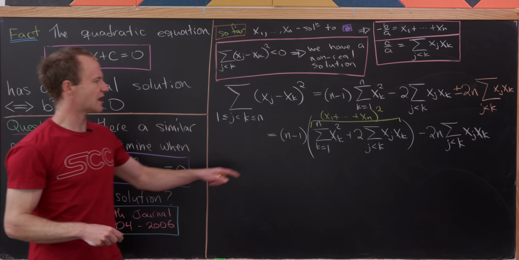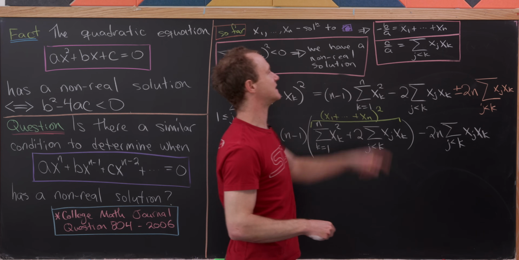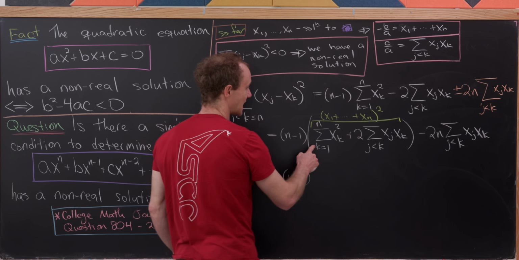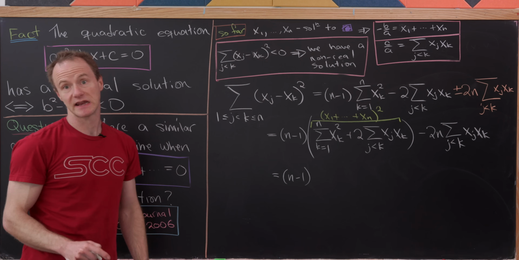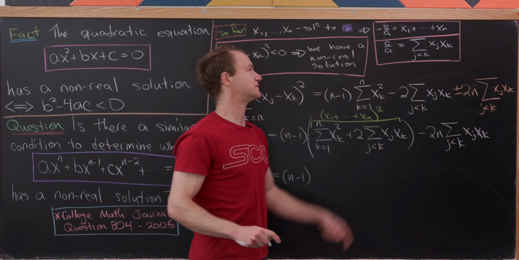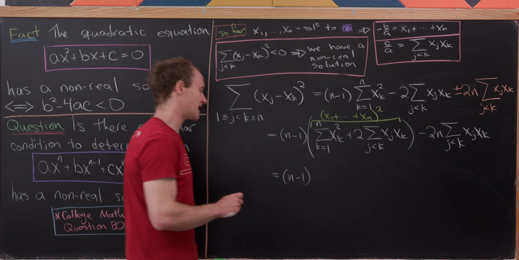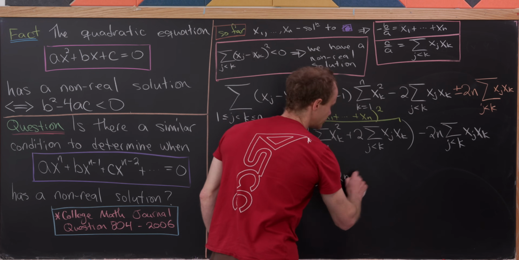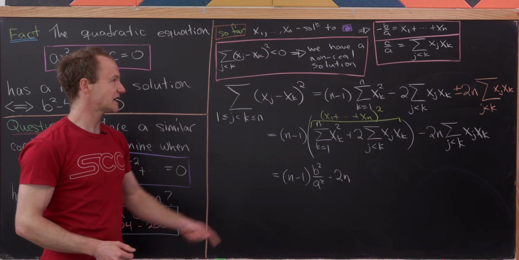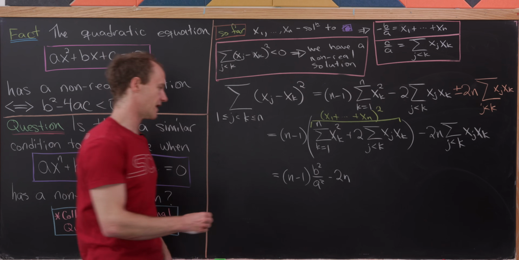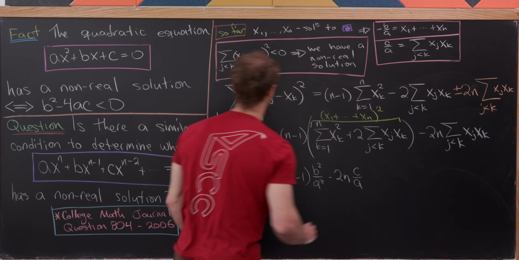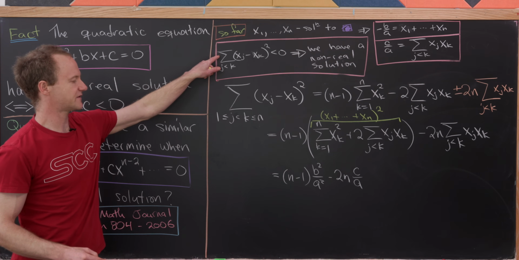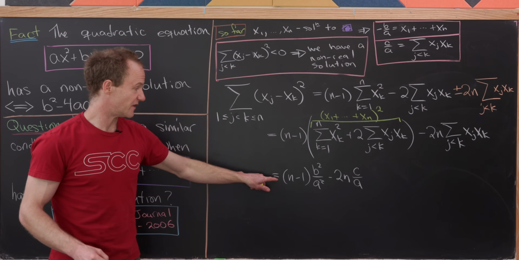But now let's observe that we have things that look like exactly these parts up here. So observe that now we have n minus 1 times, well, that x1 added to xn squared is in fact minus b over a squared. But that's going to kill the minus sign and give us b squared over a squared. And then we'll have minus 2 times n, and then, well, notice that this next bit is exactly this c over a. So times c over a.